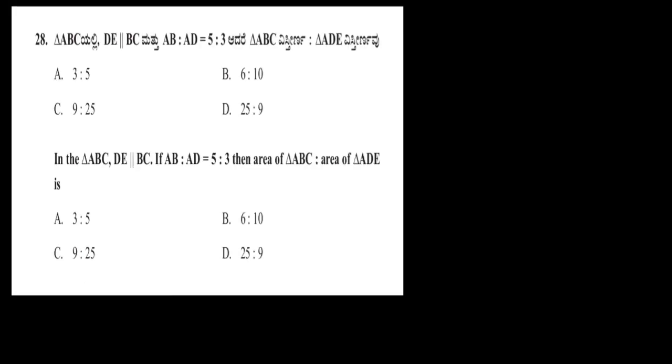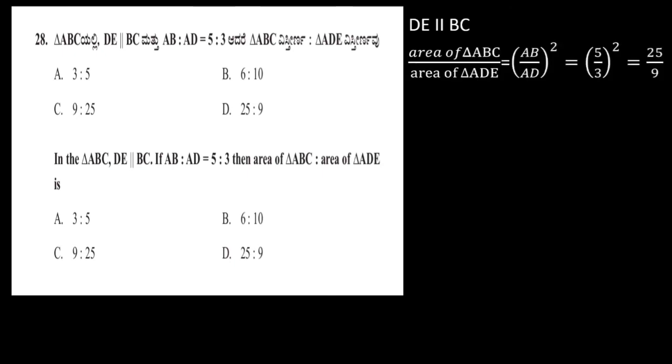In triangle ABC, DE is parallel to BC. If AB is to AD is 5 is to 3, then find area of triangle ABC is to area of triangle ADE. We know that if two sides are parallel, the ratio of the areas of the triangles is equal to the square of the ratio of the sides. So DE is parallel to BC, therefore area of triangle ABC divided by area of triangle ADE equals AB by AD whole square.